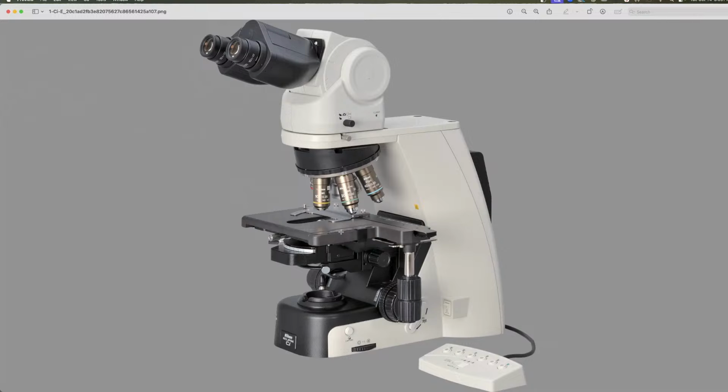Now, all this does is move the stage laterally. It doesn't move it up or down. The movement up and down is done with the focusing knobs on either side of the stage. I think I've got a picture that shows that a bit more clearly. Pretty sure I do. Yes, here we go.